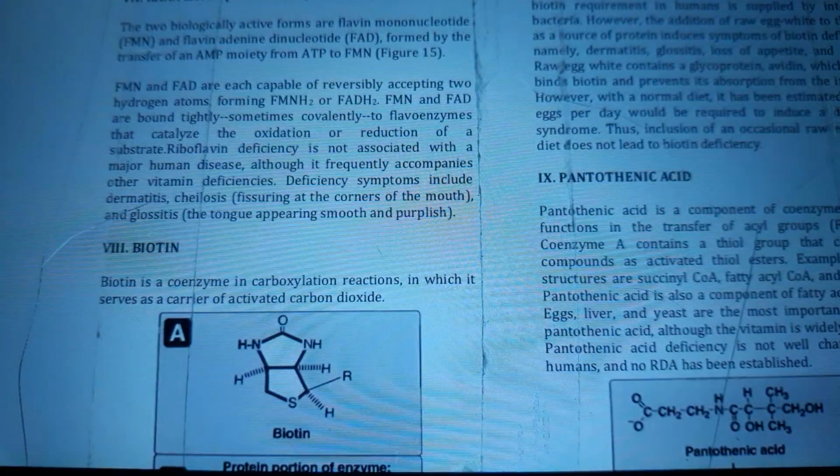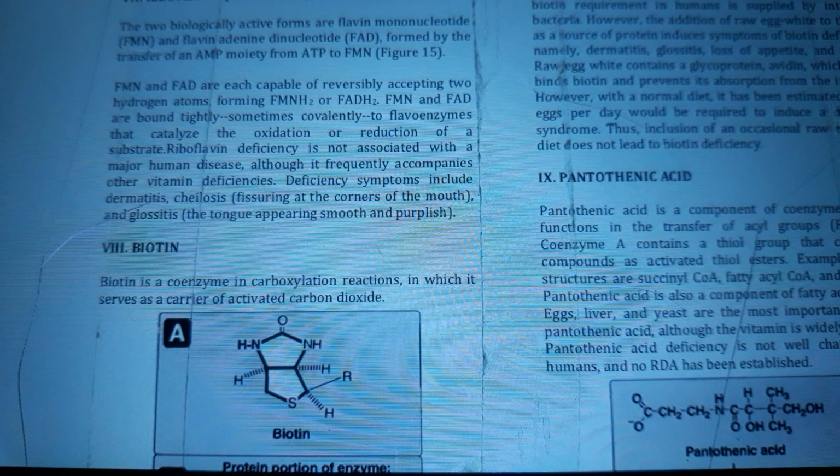Okay, now we've got riboflavin, B2. The two biologically active forms are flavin mononucleotide, FMN, and flavin adenine dinucleotide, FAD, formed by the transfer of an AMP moiety from ATP to FMN. FMN and FAD are each capable of reversibly accepting two hydrogen atoms, forming FMNH2 or FADH2. FMN and FAD are bound tightly, sometimes covalently, to flavoenzymes that catalyze the oxidation and reduction of a substrate.